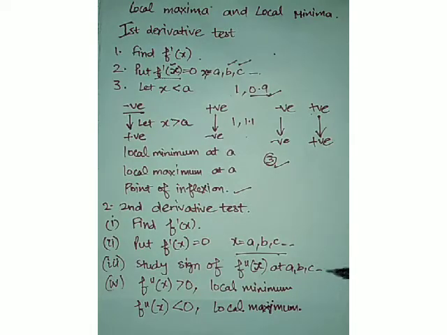So these are the points. This is the working method of the first derivative test and second derivative test to find local minima and local maxima. So let's apply these tests to some examples to make things more clear.